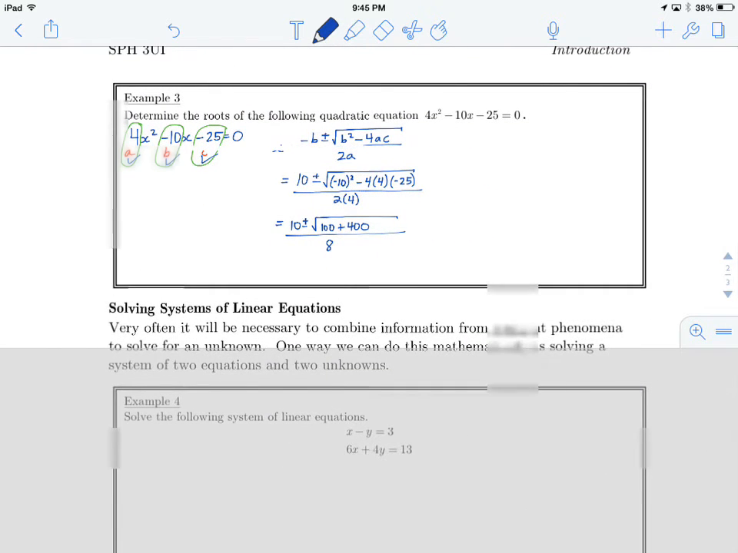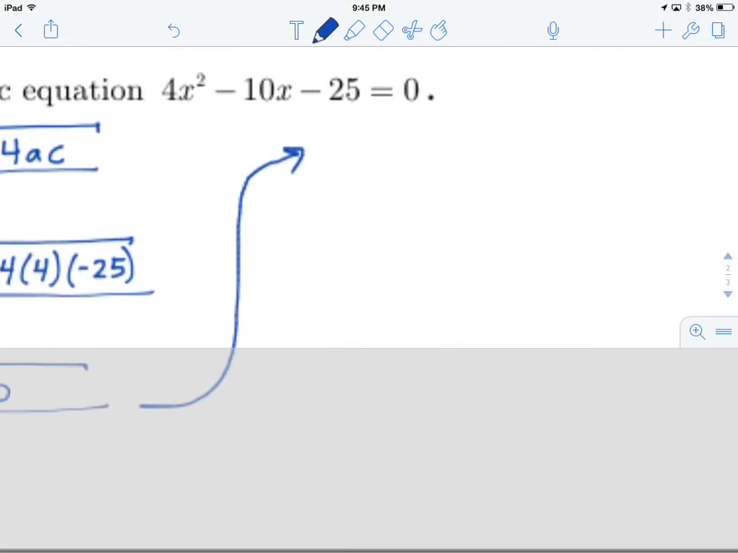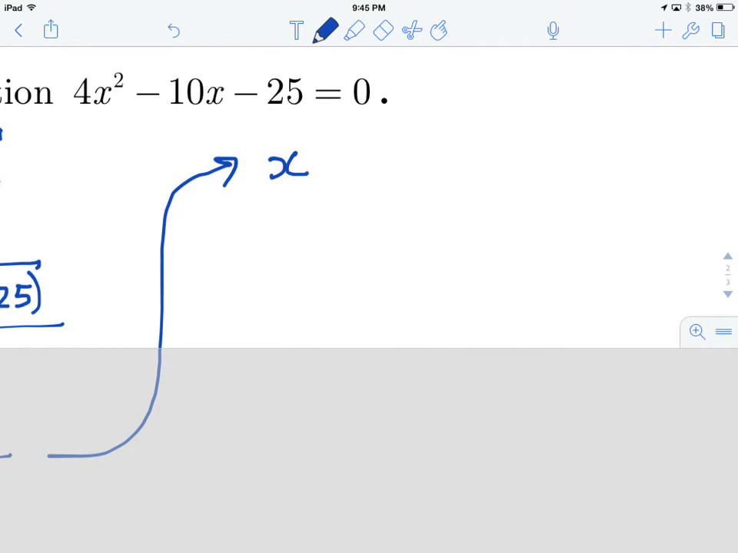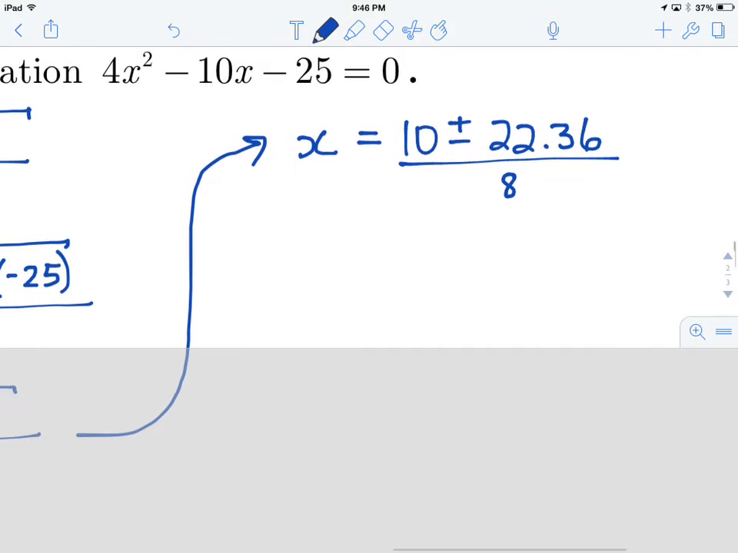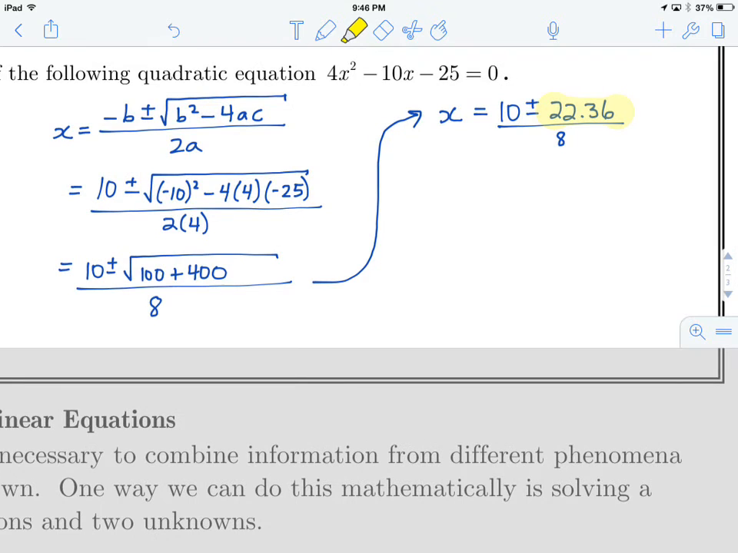So let's come up here and we'll calculate this out. If we simplify this down, and you can do this on your calculator if you want, we get 10 plus or minus the square root of 22.36, all divided by 8. This 22.36 comes from, of course, the square root of 500.